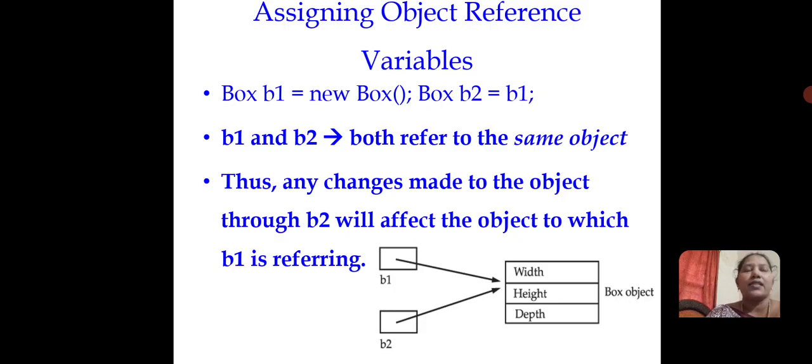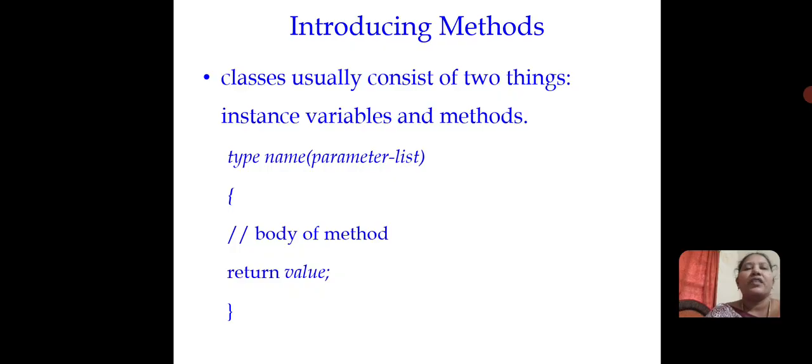Since you have assigned the object reference to another object, whatever changes you are doing will be reflected in both the objects. So now we will see how to use the methods. So far we have seen using only instance variables. Now we will see how to use the instance methods inside the class.